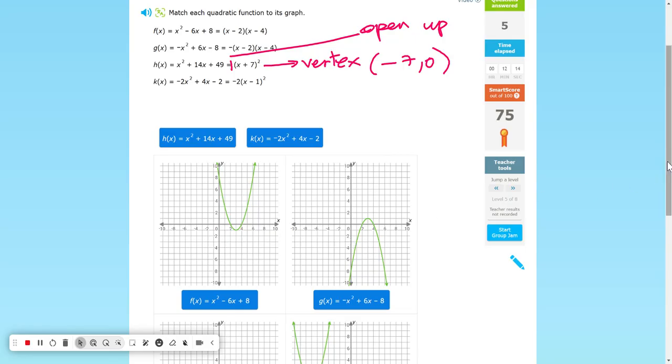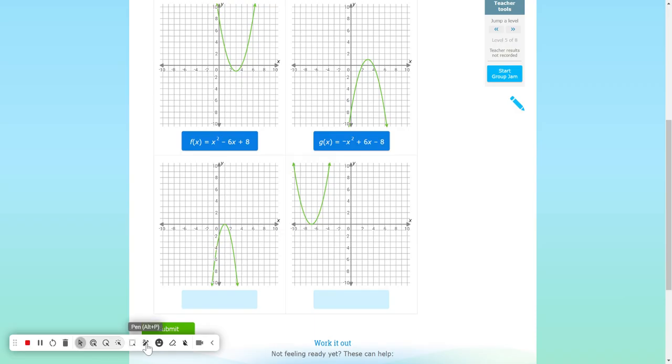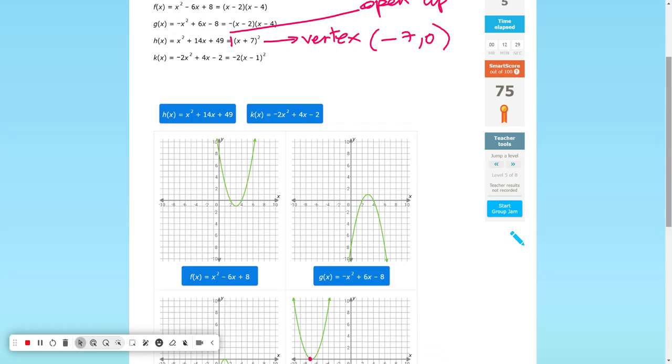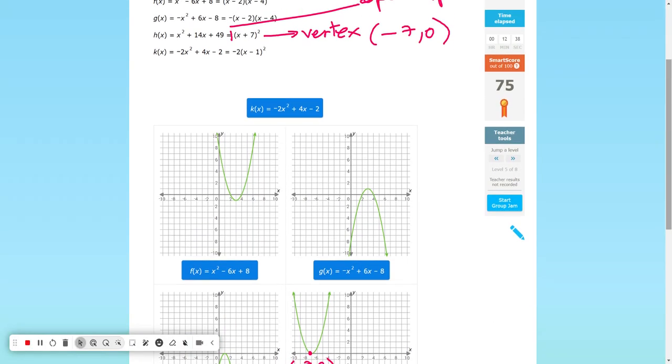Here we go. Open up right there. Negative 7, 0 right there. Negative 7, 0. And this is open up. So let's match the graph. That should be this one. Here we go. That's it. And the last one is by default go.